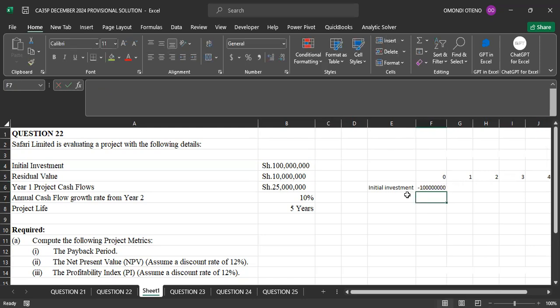So initial investment, do we have anything to do with working capital? It was also not provided. So those are some of the things that are going to make this question the simplest of all. Then let's come to annual cash flow in year 1.